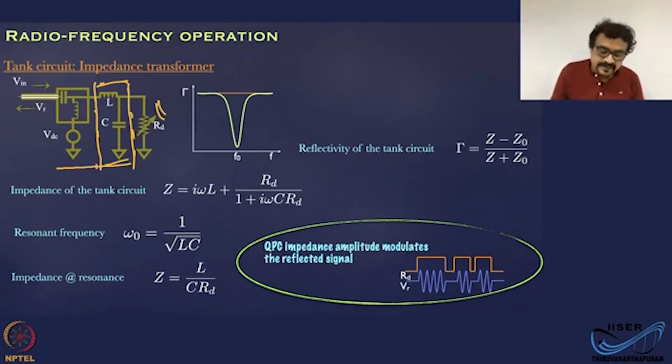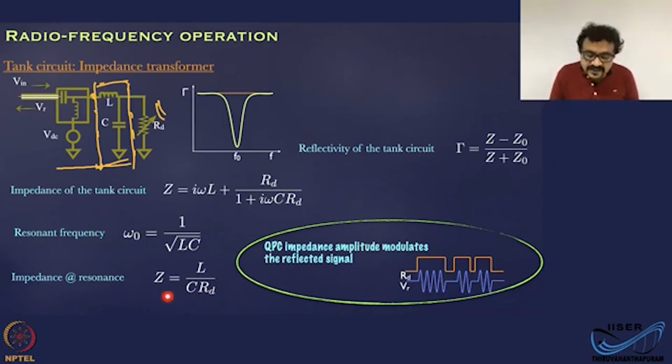The impedance of the circuit, when you look from the input side, is given by i omega L, the impedance of the inductor, plus the parallel combination of RD and C, which is this term. This circuit will have a resonance, and omega 0 is 1 over the square root of LC. At resonance, the imaginary part of this Z will go to 0.